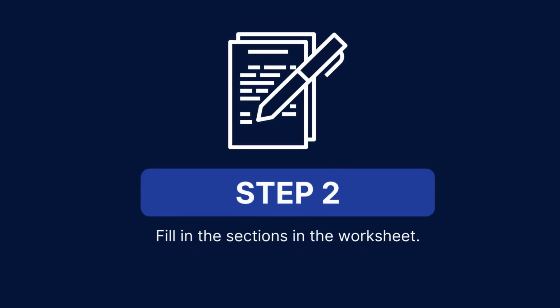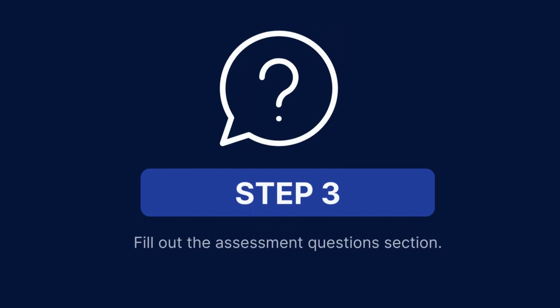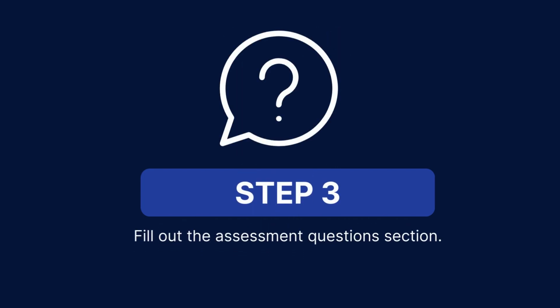Next, fill in a section which addresses the history of their presenting problems: mental health history, medical history, substance abuse history, and social history. Next, fill out the assessment question section. The questions are on a scale from 1 to 10.